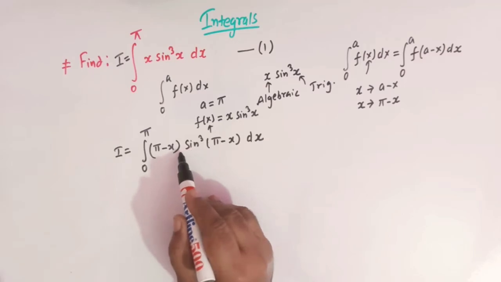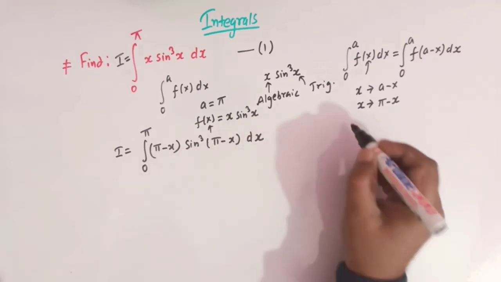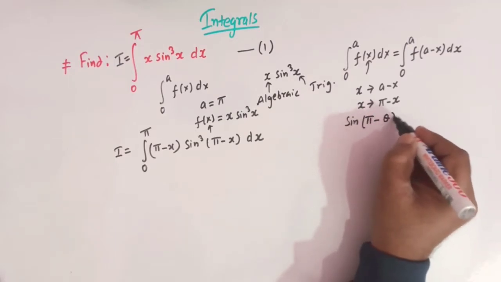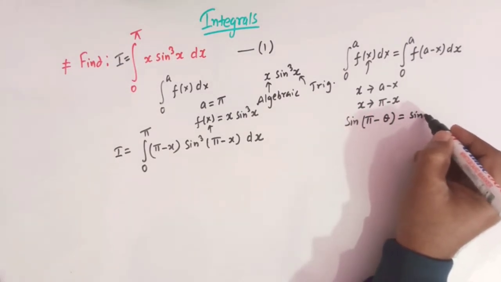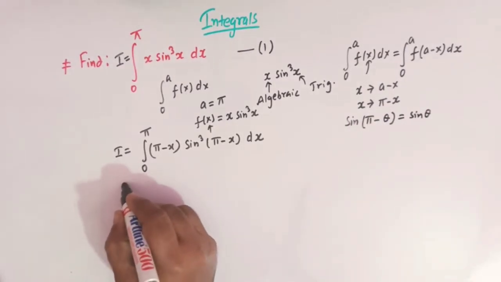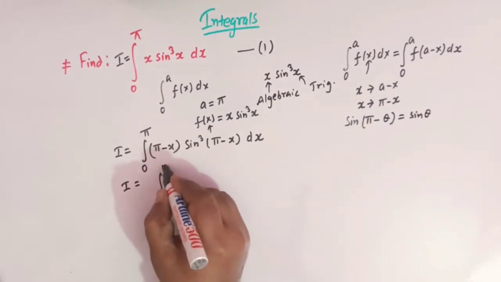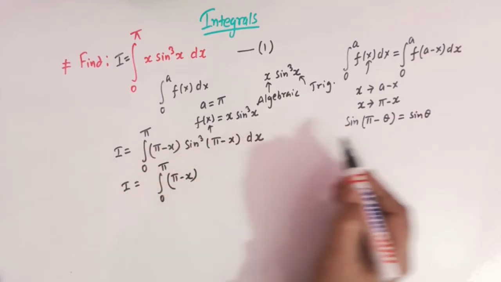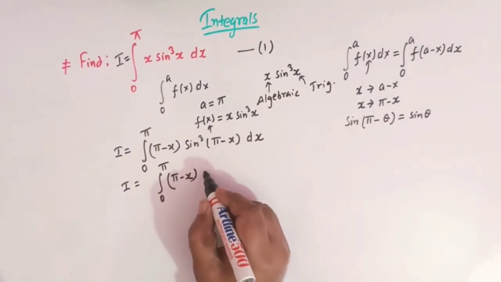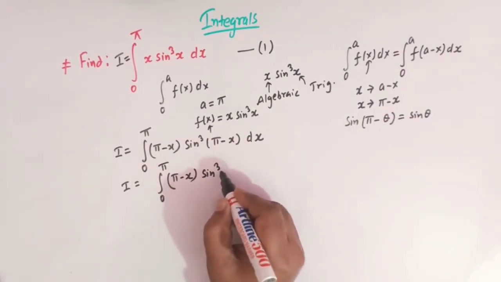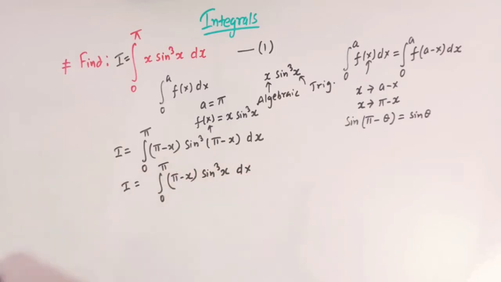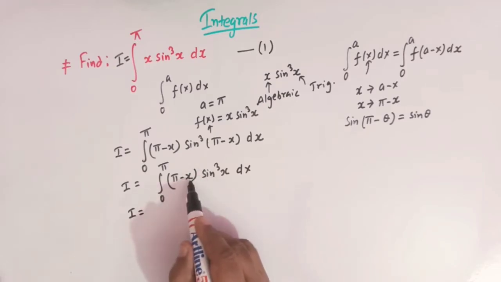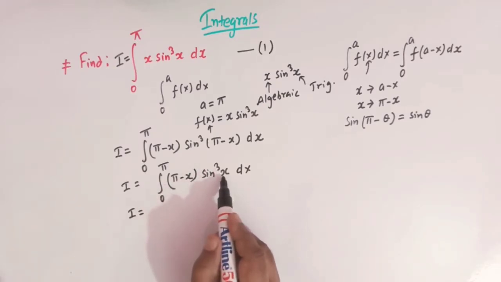Now we have sine of pi minus x, and from trigonometry we know that sine of pi minus theta is simply sine of theta. So I can be written as the integral from 0 to pi of pi minus x, and sine of pi minus x is equal to sine x, so here we have simply sine cube x. Now we multiply these two terms by sine cube of x.